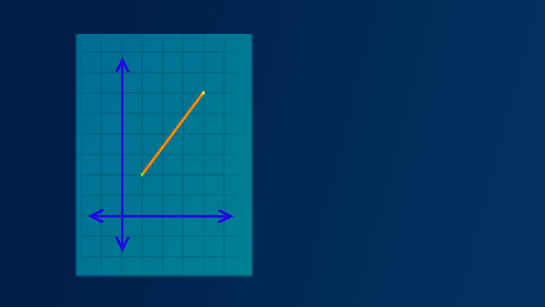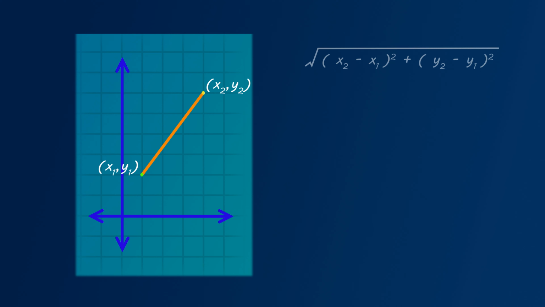Let's get back to the 2 points. Here is the first point that we will call x1, y1. And here is the second point that we'll call x2, y2. And here is the rule. The distance between the 2 points is the square root of (x2 minus x1) squared, plus (y2 minus y1) squared.